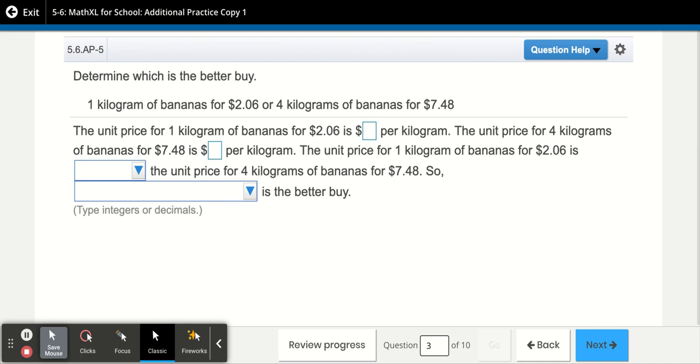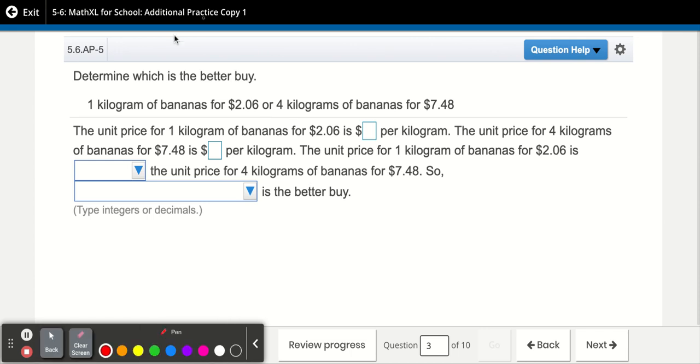All right, now we're going to determine the better buy. This is where we look at 2 unit rates, and when we're talking about better buys, the better buy is one where we pay less, right? So we want to figure out which one has the lower unit rate, unit price. Okay, so we have a kilogram of bananas for $2.06 and 4 kilograms of bananas for $7.48.